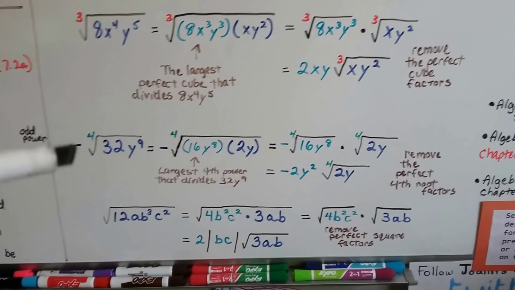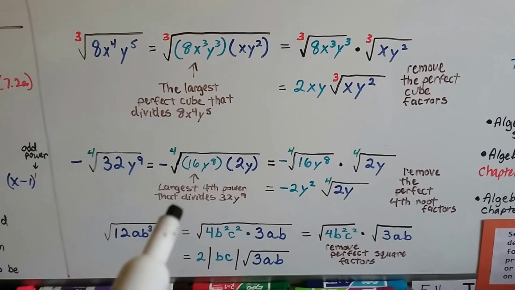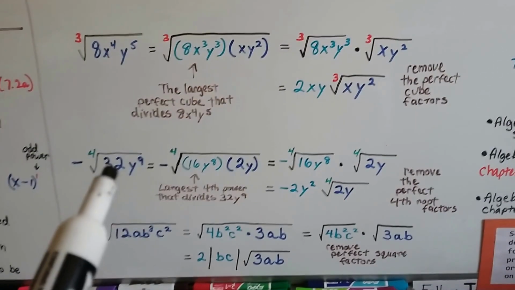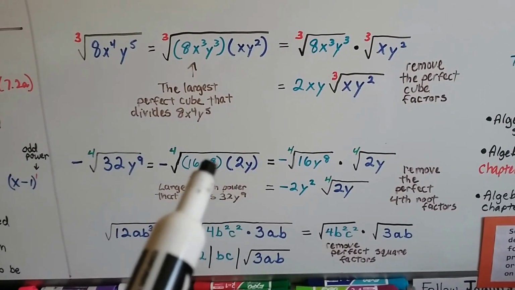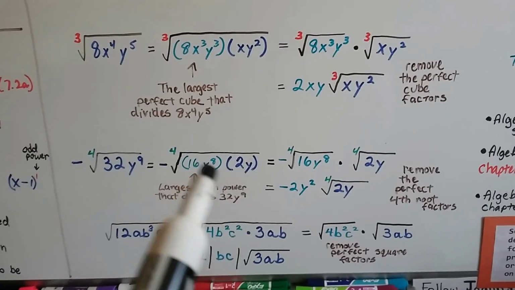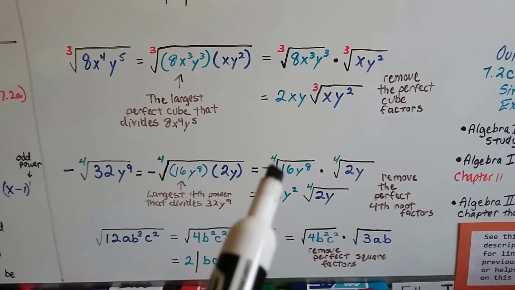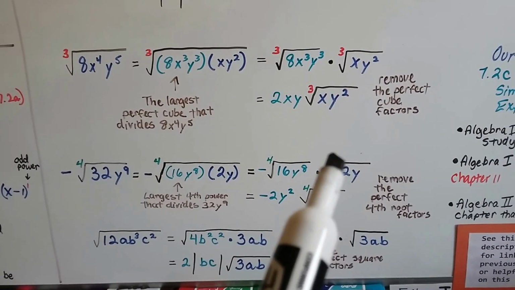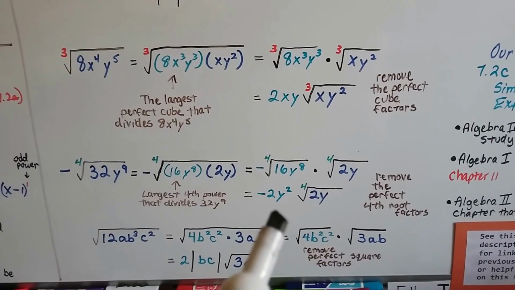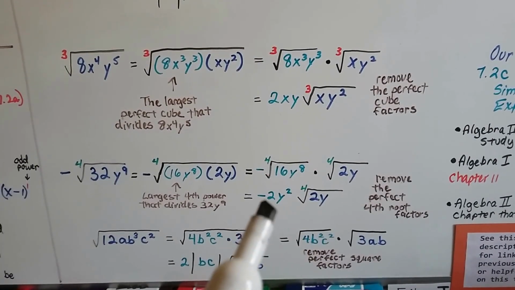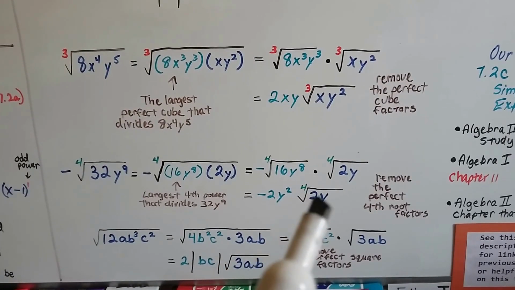We have the negative 4th root of 32y to the 9th. We can factor it. The largest 4th power that divides this 32y to the 9th would be 16y to the 8th times 2y. That y to the 8th and that y makes that y to the 9th, see? And we're going to get a negative 4th root of 16y to the 8th times the 4th root of 2y. We remove that perfect 4th root factor, and we get a negative 2y squared times the 4th root of 2y.